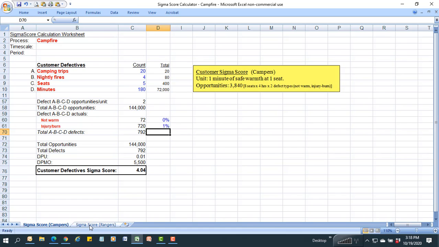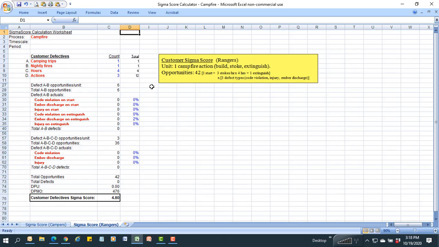Now that presentation had two different customers to it. The other one was the Ranger. Rangers also had their own definition of quality. So they might look at the number of camping trips, the number of nightly fires, how many hours they burn. Maybe they're not concerned with how many people are on the camping trip. They're concerned with the actions that take place during the fire. So the building of the fire, the stoking of the fire, and the extinguishing of the fire are the things that they're concerned about. It's three actions per hour in terms of stoking the fire.